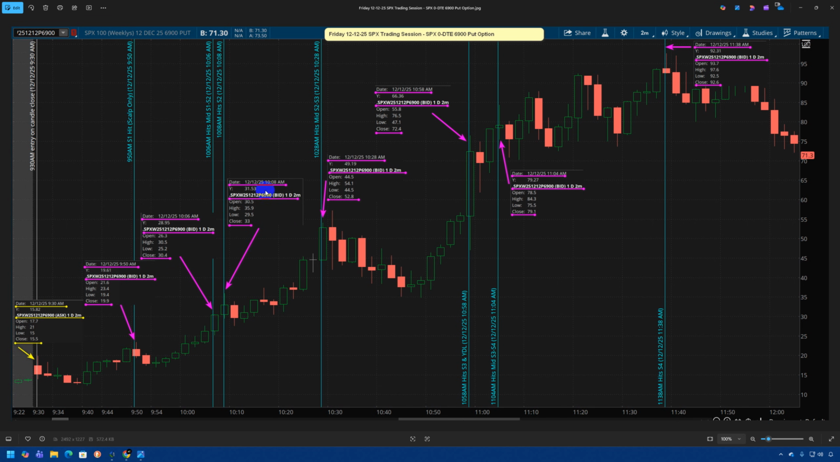10:08 hits S2, 2 level move in our favor, close on the bid, 33. 10:28 hits mid S2, S3, now a 2.5 level move in our favor, 52.80 on the bid. Here's where it hits S3 and YDL. 10:58 a.m. close on the bid, 72.40 on the candle close. As you can see, it did wick higher. So depending on how you like to do your exits, you did have the opportunity to get out higher in a lot of these cases.